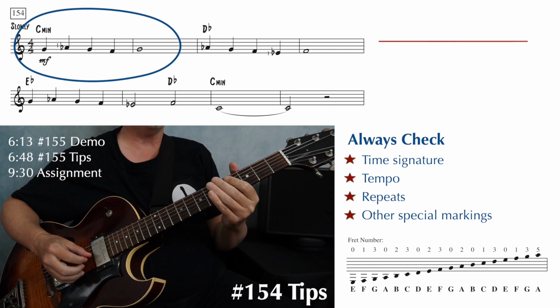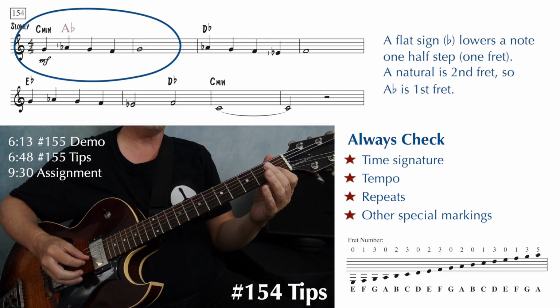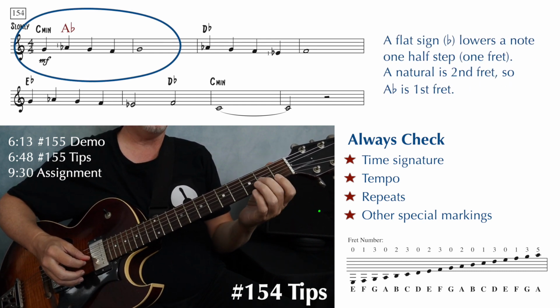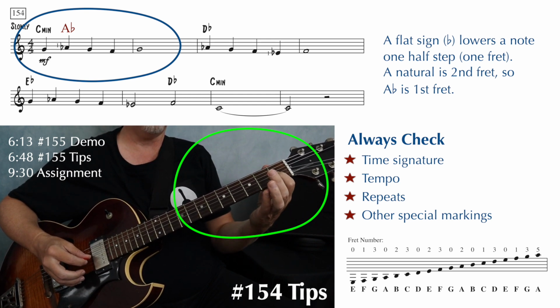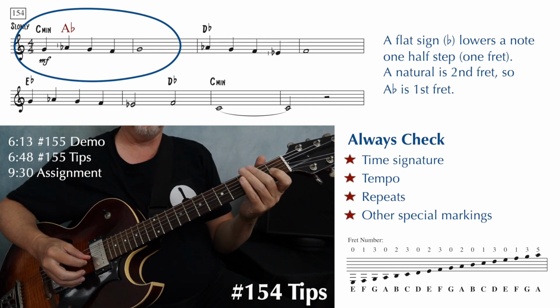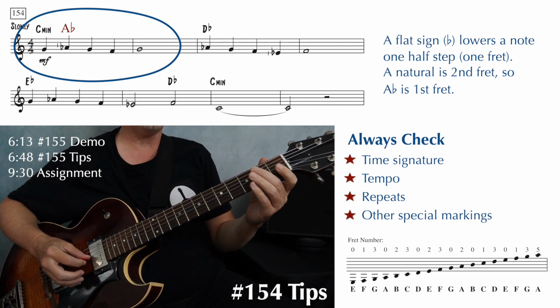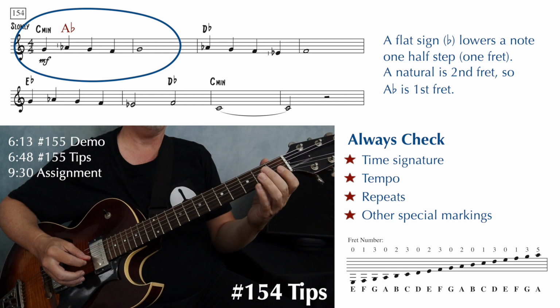We start off with a G to an A flat. Now your A would normally be on third string, second fret. So your A flat is going to be 1 fret lower or 1 fret to the left on the first fret, and make sure you play that with your first finger. So those first two measures are going to be G, A flat, G, F, G.